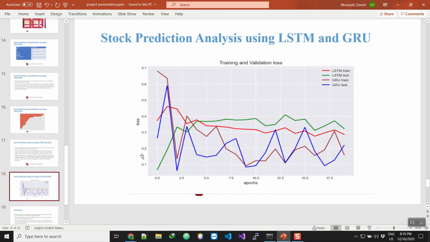This graph represents the training and validation loss. After using cross-validation, you see the GRU train and test were a little bit better than the LSTM, but as we can see, there's a huge drop. Then maybe it goes back up again. It seems like it's being overfitted so much and adjusting. Maybe this is the drop.